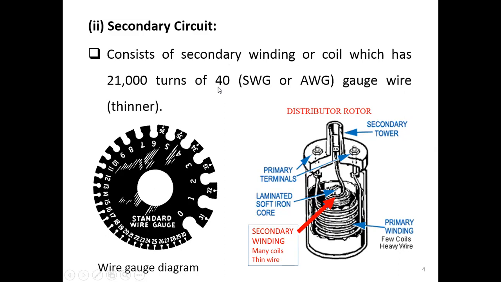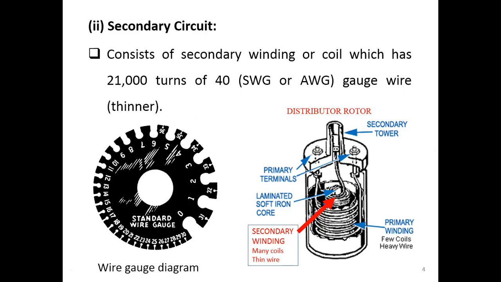When the gauge number is large, it means the wire is thinner. The gauge wire here for the secondary circuit is much thinner than the gauge wire in the primary circuit. This is 40 SWG or AWG. I give you the wire gauge diagram here, where you can see the higher the number, the thinner the wire. Gauge wire, not wire gauge.